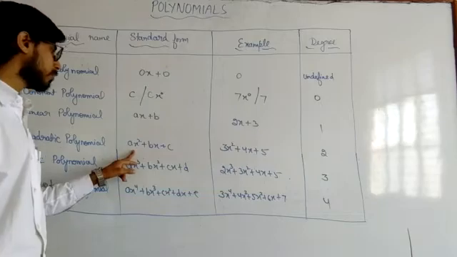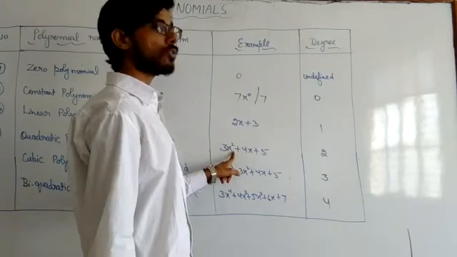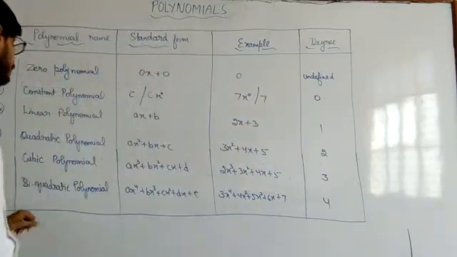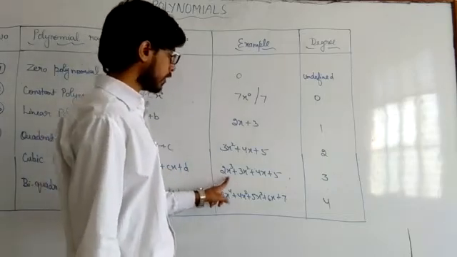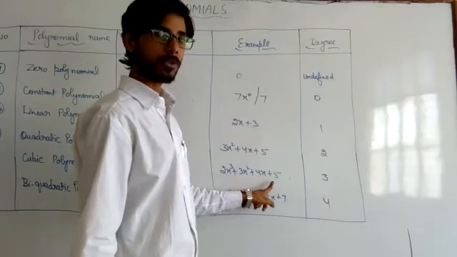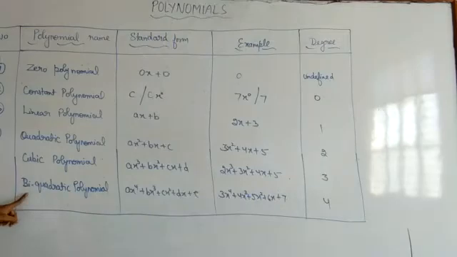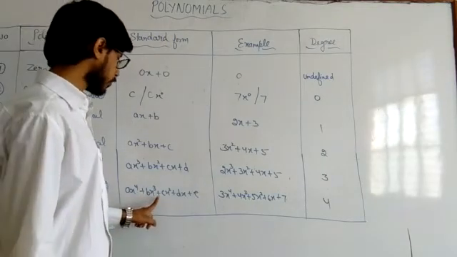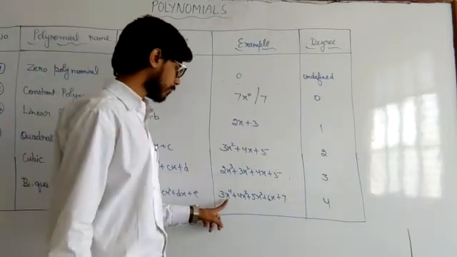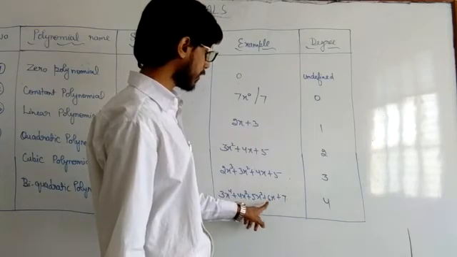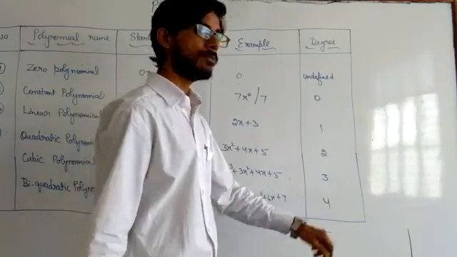Quadratic polynomial, standard form ax square plus bx plus c. Example 3x square plus 4x plus 5. Highest power of variable 2. So degree 2. Cubic polynomial, standard form ax cube plus bx square plus cx plus d. Example 2x cube plus 3x square plus 4x plus 5. Highest power of variable 3. So degree 3. Biquadratic polynomial, standard form ax to the power 4 plus bx cube plus cx square plus dx plus e. Example 3x to the power 4 plus 4x cube plus 5x square plus 6x plus 7. Highest power of variable 4. So degree 4.